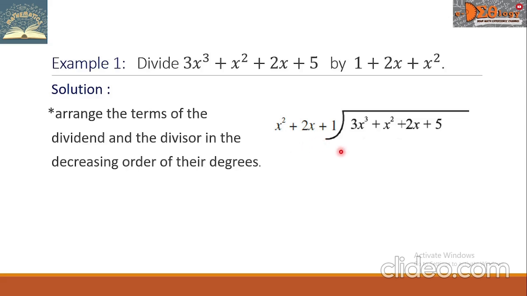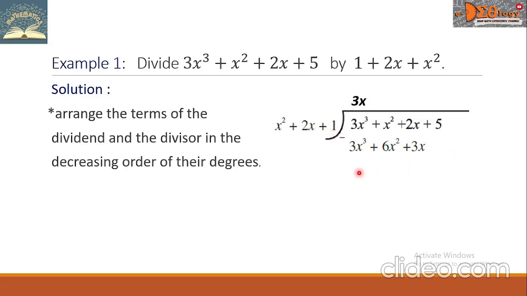Let's begin our division process. This 3x cubed we will divide by x squared. The answer is 3x. We will put our answer above the 3x cubed. Next, we multiply this 3x to each of the terms of our divisor. So 3x times x squared will be 3x cubed. 3x times 2x is 6x squared. 3x times positive 1 is 3x.